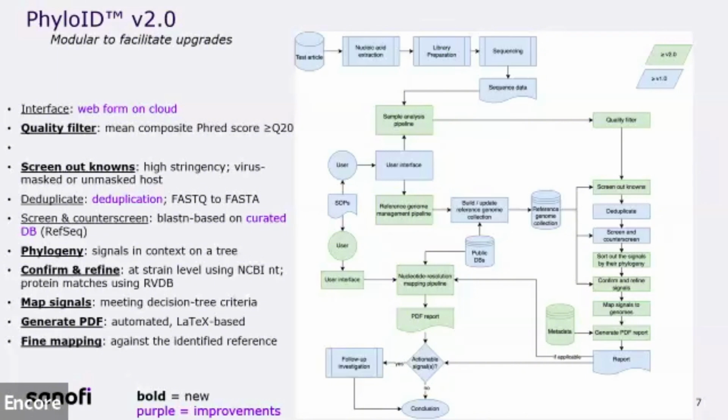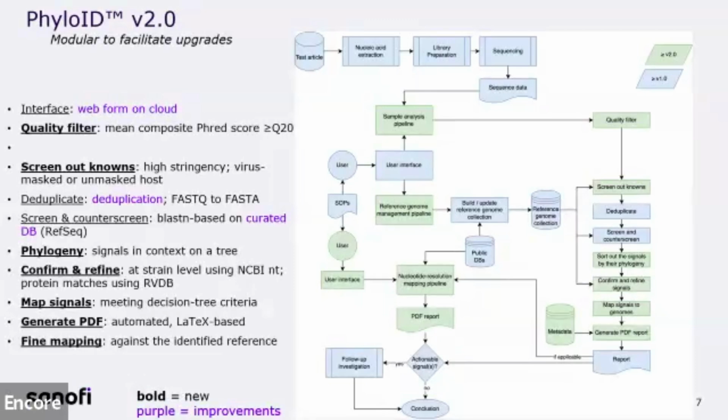We added some additional modules to put the signals on a tree. We added a confirmation step. In other words, a lot of the stuff that people were doing manually was now automated, because if you're doing it manually according to an SOP, always the same way, then you can automate that. We then also automated the placing of those signals on genomic maps. Who likes to write reports? So the C++ code writes LaTeX code, which then gets compiled into a report.